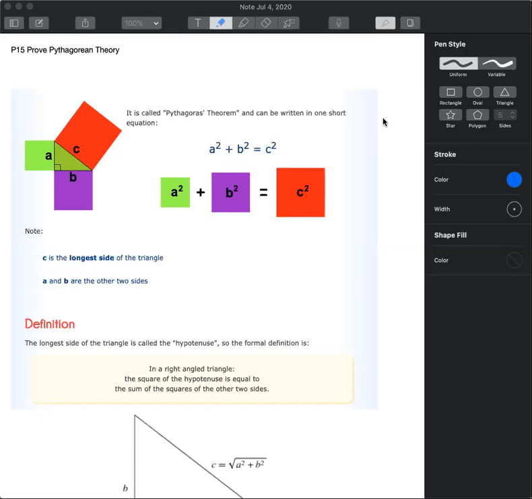All right, so we're looking at similarities, proving the Pythagorean theorem. All right, guys, let's take a look.